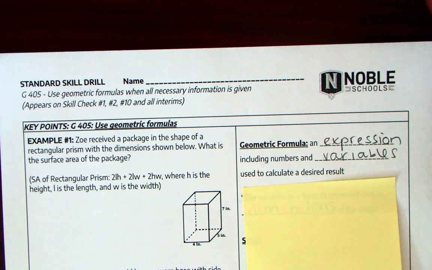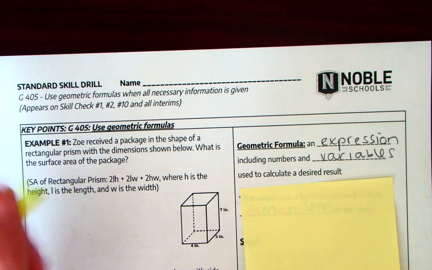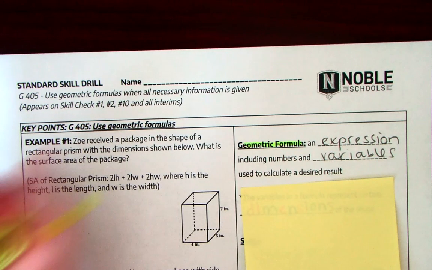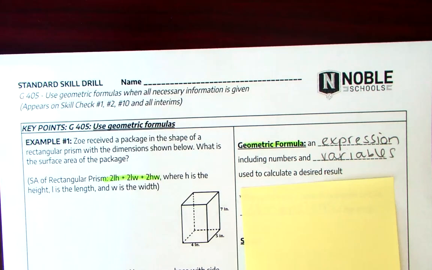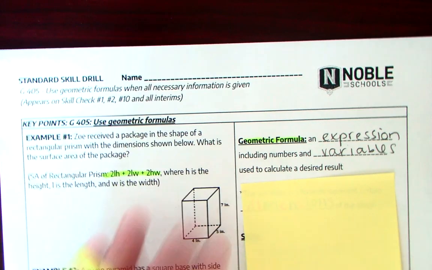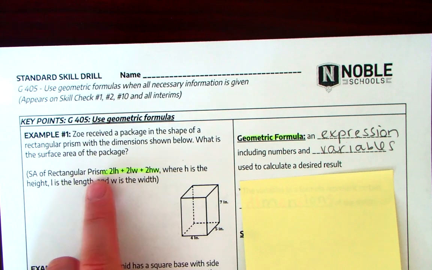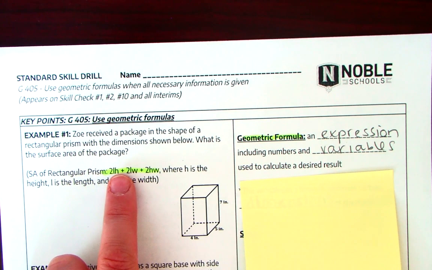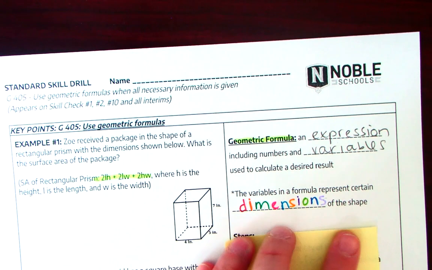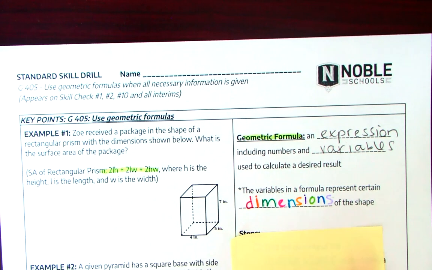Oh man, where's my yellow highlighter I want to use to show you? Oh, here. I'm talking about a geometric formula. Here's an example. We can use this to calculate information about this shape, okay? Now, formulas might look complicated. Like, what is all this going on? 2LH plus 2LW plus 2HW. Formulas represent certain dimensions of the shape. Dimensions are information about the shape, okay?